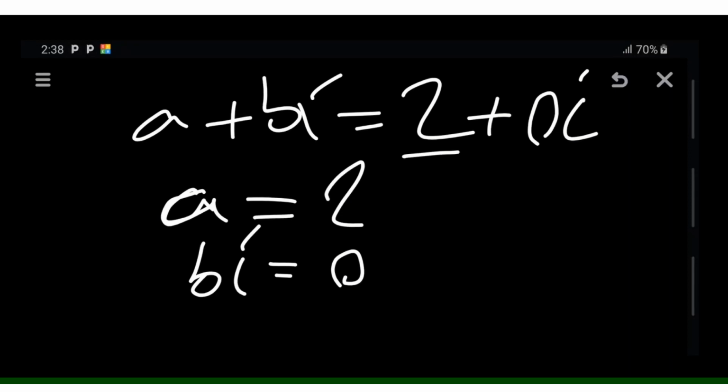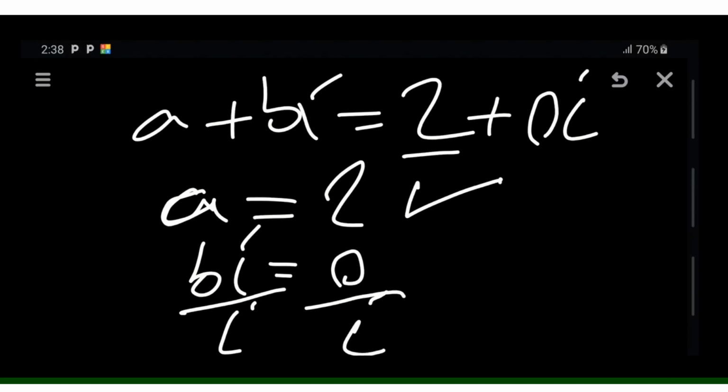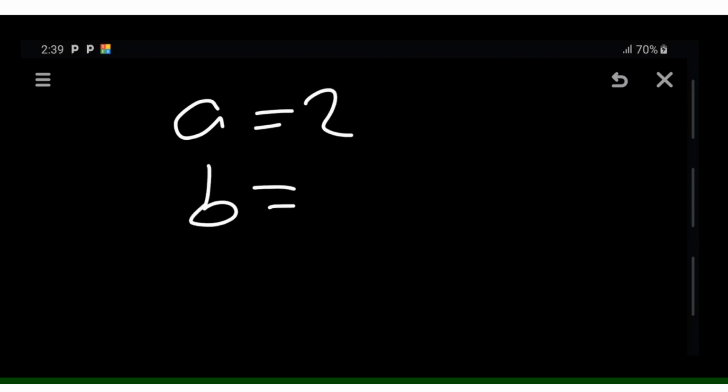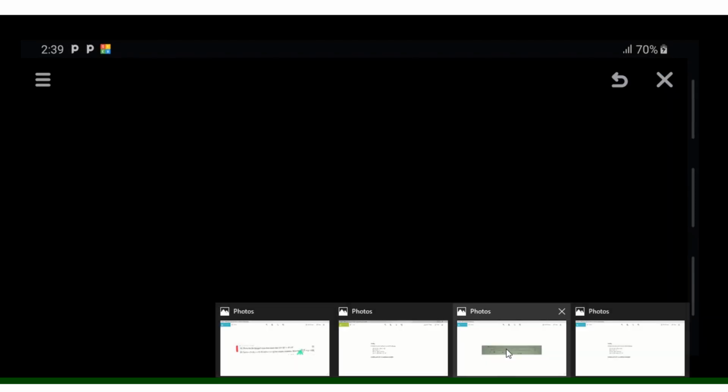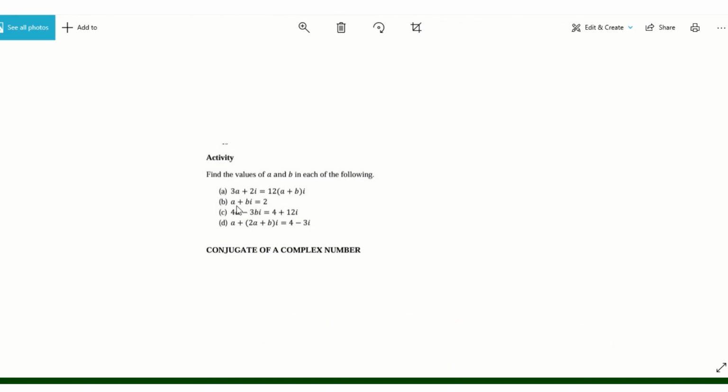From here, this one we don't have a problem. This is your answer already. From this one you divide both sides by i since we need b. So 0 divided by i is 0, and i and i are going there. So b is equal to 0. As you can see, in b we have a is equal to 2 and b is equal to 0. We go to question 3. Not question 3, it is question c.